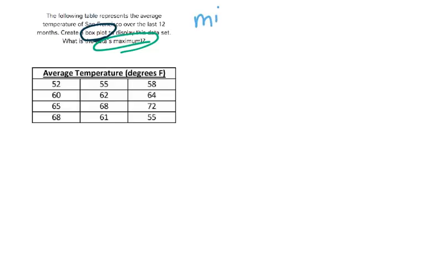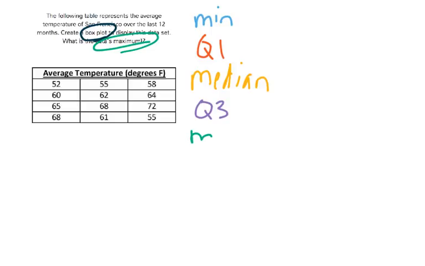We need the minimum. We need the first quartile. We need the median. We need the third quartile. And we need the maximum, which is what the question is asking for here. In order to find those, first things first, we need to line our data up from the lowest value to the highest. So 52 is our lowest value here.